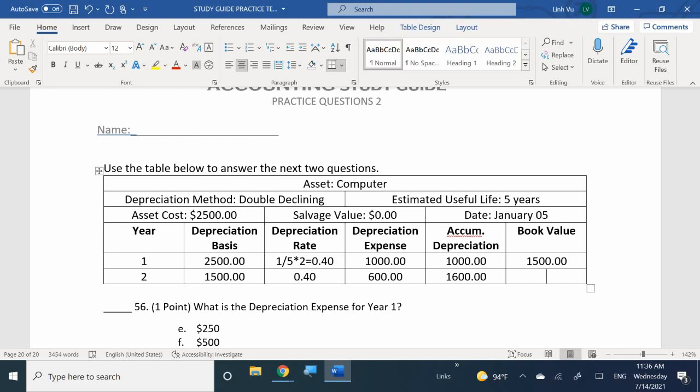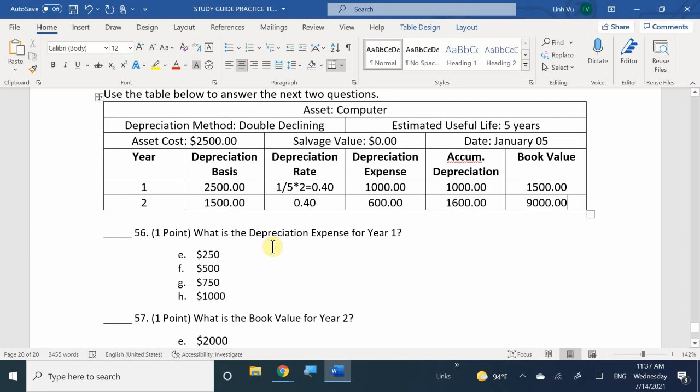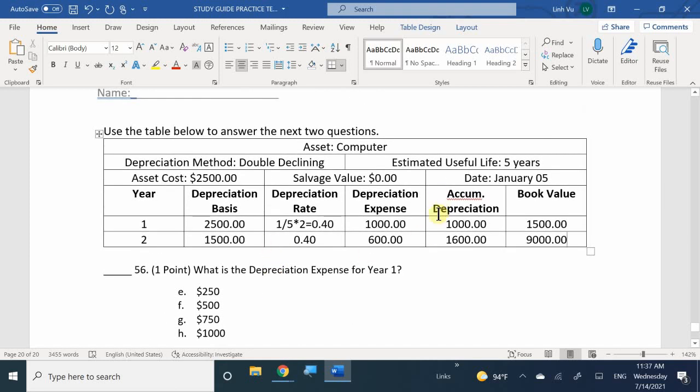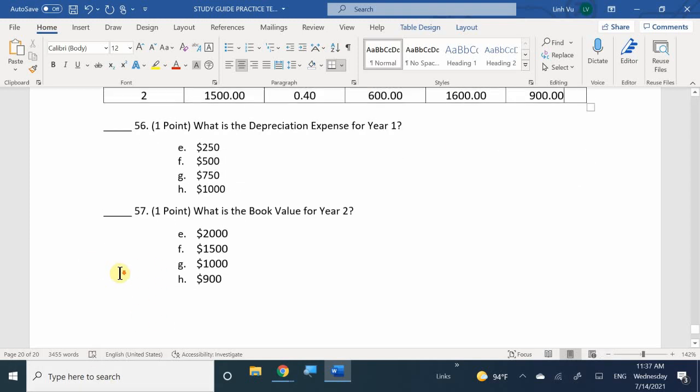It should be like 9,000, I think. 25 minus 16 is 9,000. 2,500 minus 1,600. Oh, it's 900. I know, my bad. I added way too many zeros. Okay, 900.